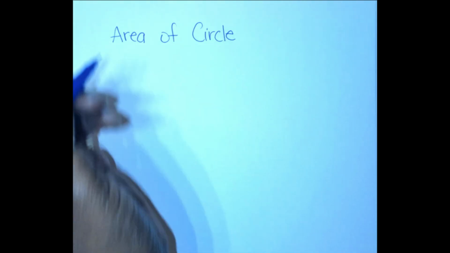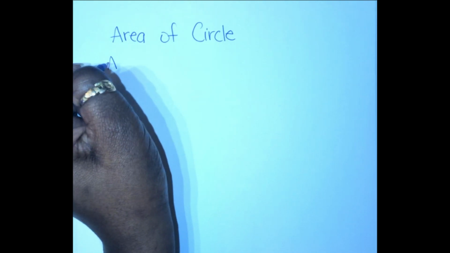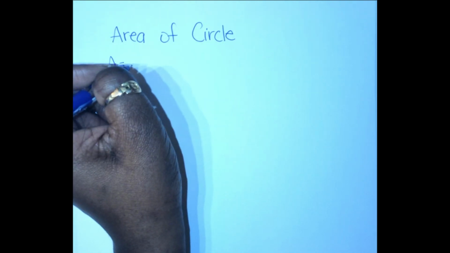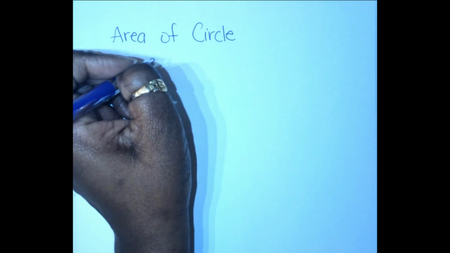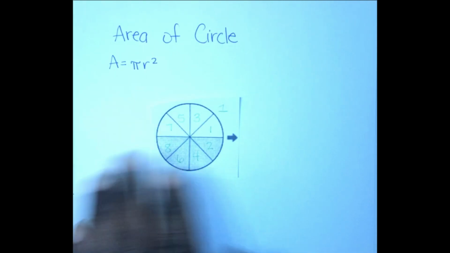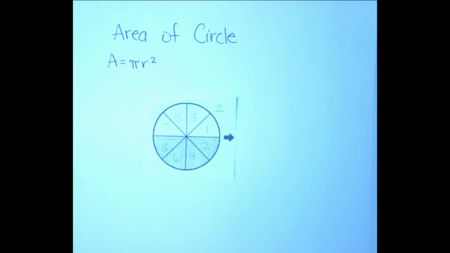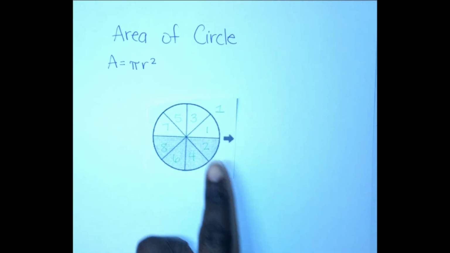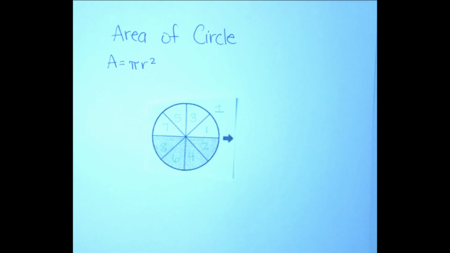And so the formula for the area of a circle is the area is going to be equal to pi times r squared. So I'm going to explain a few things as to why it is going to be what it is. So first, I'm going to start off with the circle that we have here. And so I've cut this circle up into 8 pieces. I've numbered all of the pieces on here. But what happens is when we cut the circle up into pieces, we notice that we have a triangle.